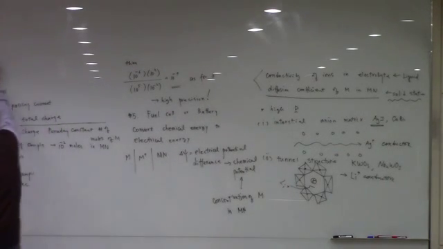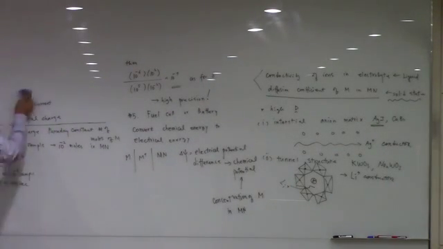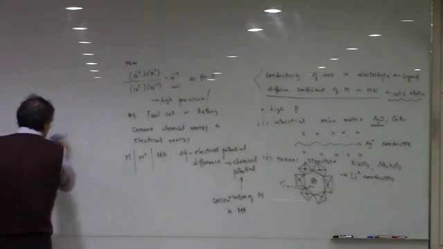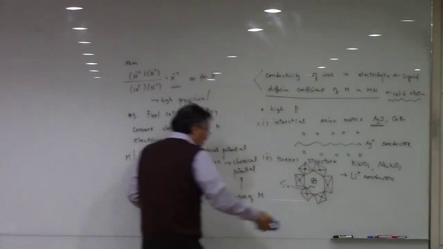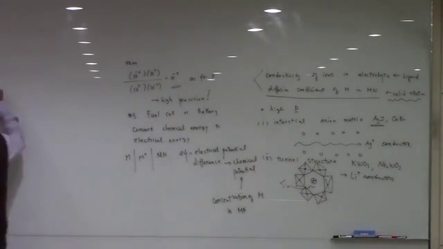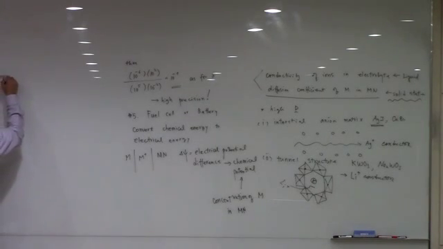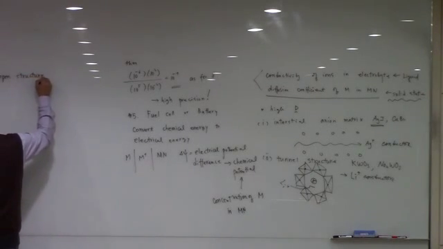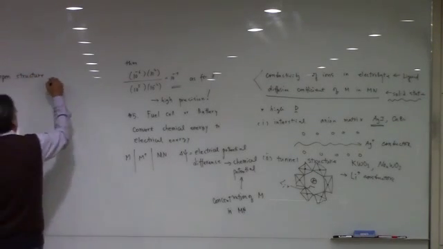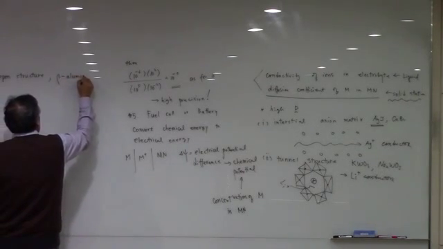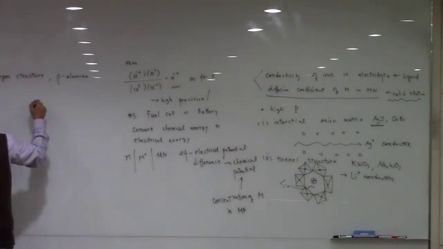And also we can have two-dimensional open structures. Two-D open structure. And that is beta alumina. That is a typical example.